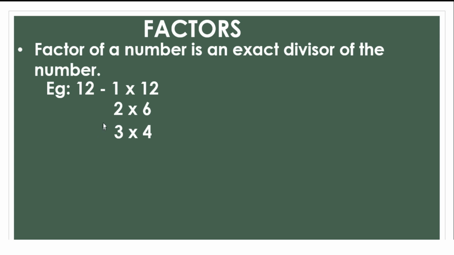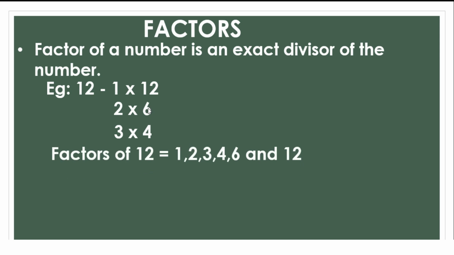Now, factors of 12 are 1, 2, 3, 4, 6 and 12. So, how many numbers, that is how many exact divisors, are we getting for 12? 1, 2, 3, 4, 5 and 6. So, there are 6 exact divisors for 12. About factors.